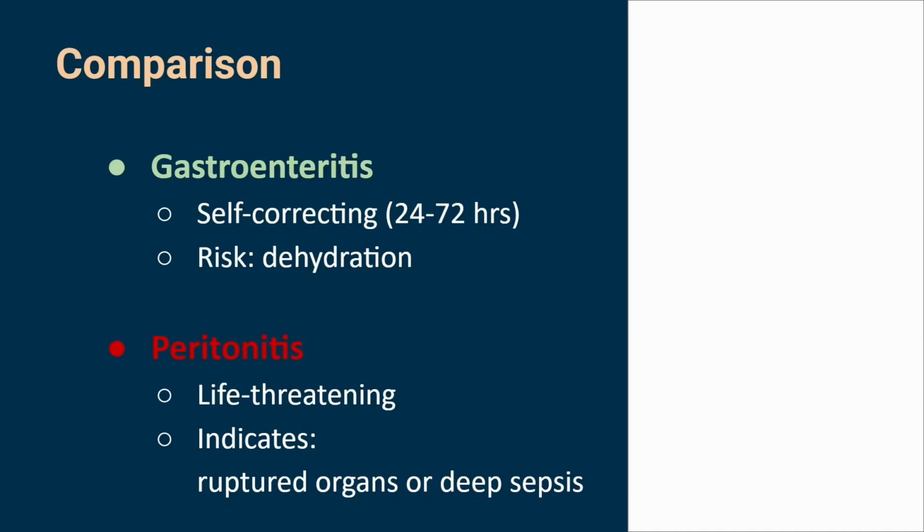Now, peritonitis is the life-threatening one. If you've got widespread inflammation of your peritoneal lining, that's a major issue. Lynn? Are there any other causes to peritonitis other than ruptured organs or sepsis? Not to my knowledge.